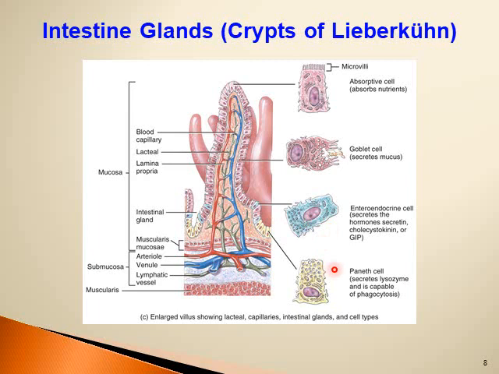types of cells. We can find the enteroendocrine cells that secrete hormones like secretin, cholecystokinin, and gastric inhibitory peptide. Also Paneth cells that secrete lysozyme, a bacteriolytic enzyme, and these cells are also capable of phagocytosis. Here in this figure, the third cell that is present in the intestinal gland is not shown. It is the secretory cell. These are cells that secrete the intestinal juice, and maybe I will mention it in the coming slide.